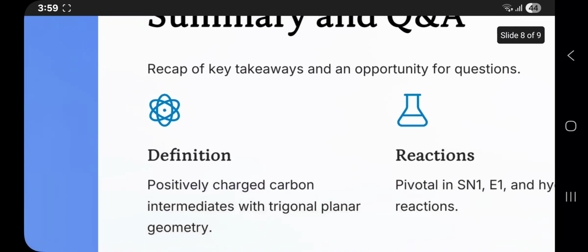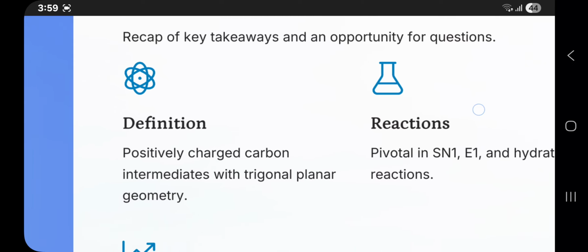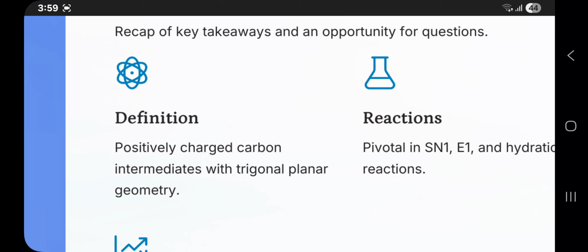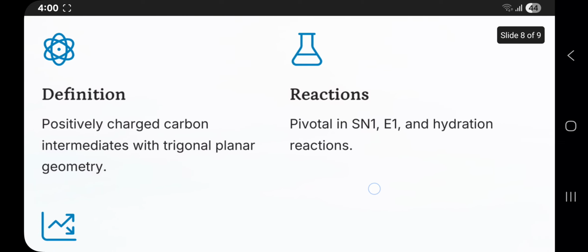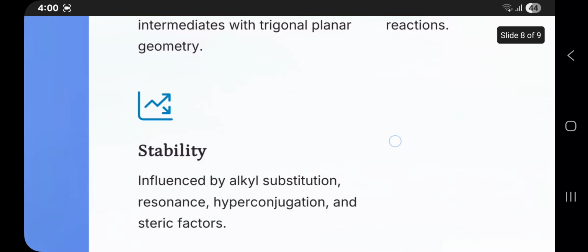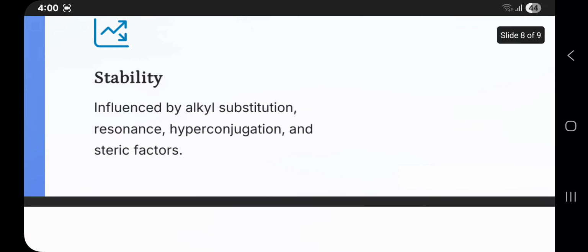Now, summary and question and answer. Recap of key takeaways and an opportunity for questions. Definition: positively charged carbon intermediates with trigonal planar geometry. Reactions: SN1, E1 and hydration reactions. Stability is influenced by alkyl substitution, resonance, hyperconjugation and steric factors.